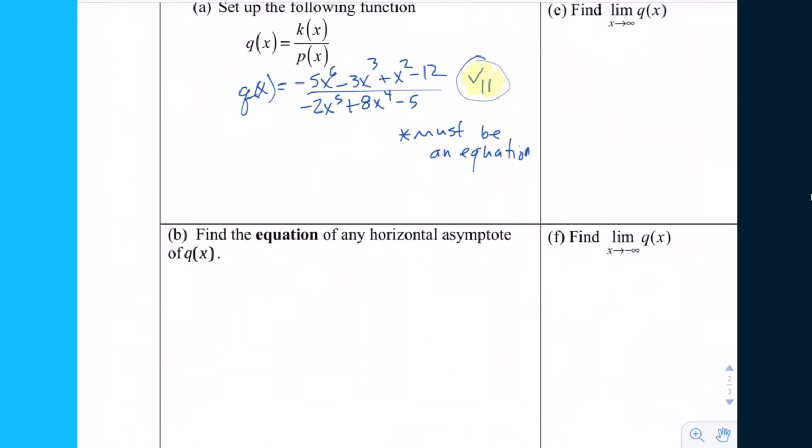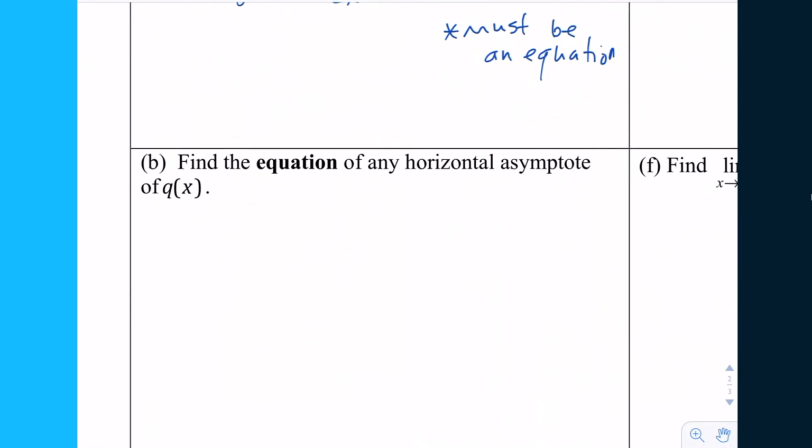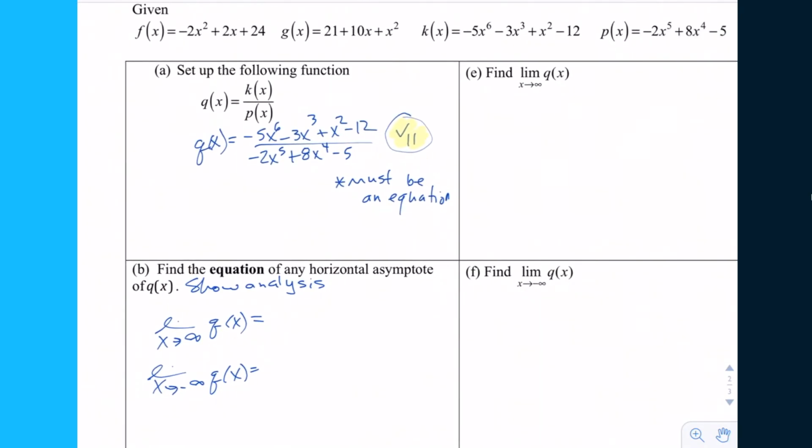Letter B, find the equation of any horizontal asymptote of Q of X. I didn't say to show any analysis, but if I said to on the test, what would you show again? How do we find horizontal asymptotes? One more time. The limit. You find the limit as x goes to infinity of Q of X, and you find the limit as x goes to negative infinity of Q of X. I didn't ask you to show that here, so you don't have to show that, but let's see.